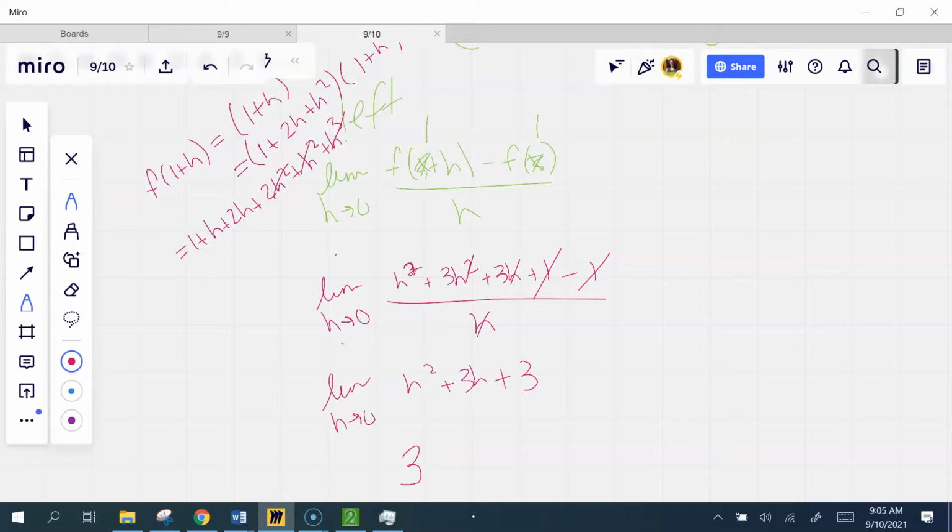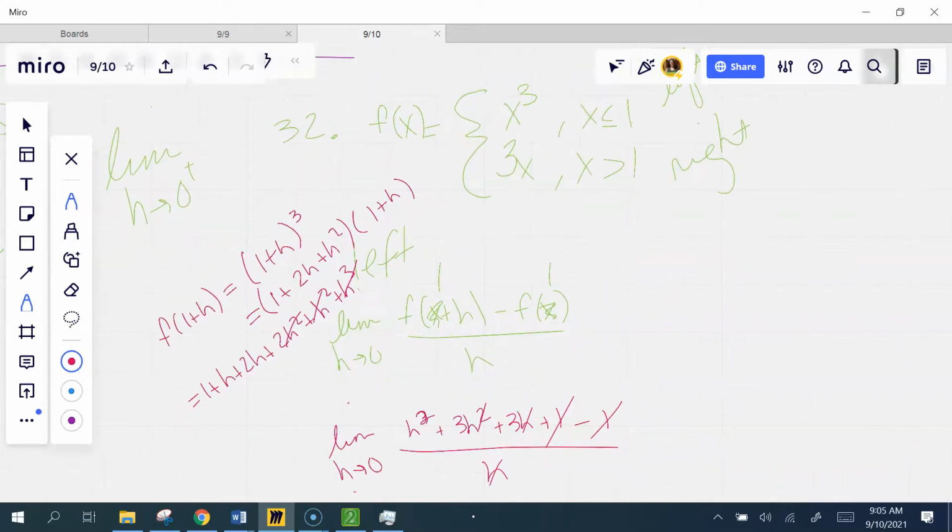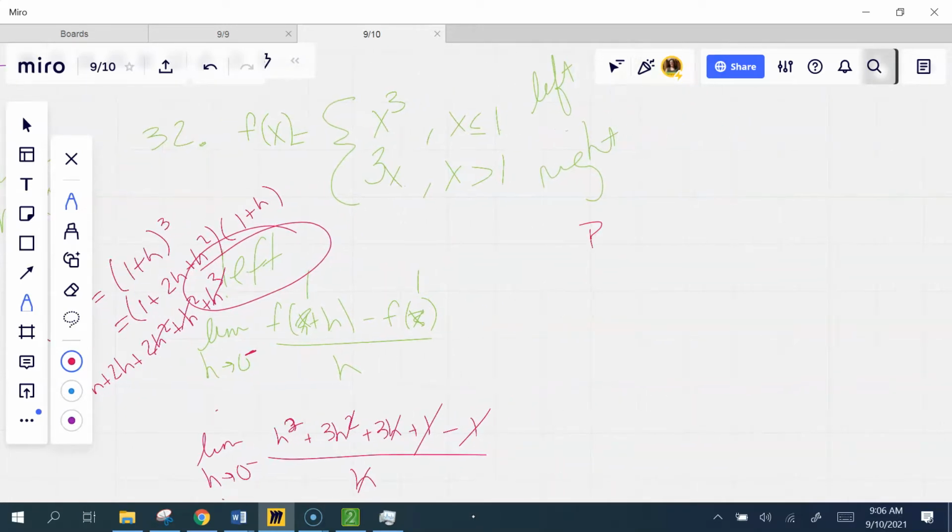Now we have to do the other side. Would you delineate that this is from the left? This is the left-hand derivative. So could you put 3 left on there? You could, or you could do this 0 from the left. Oh, okay, that makes sense. Right, we use the other equation.